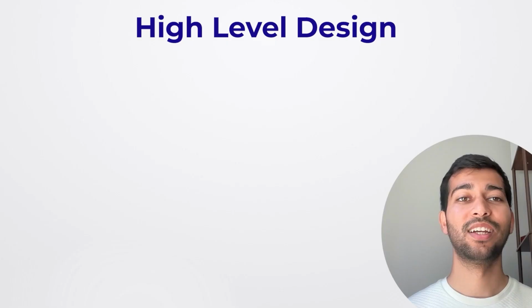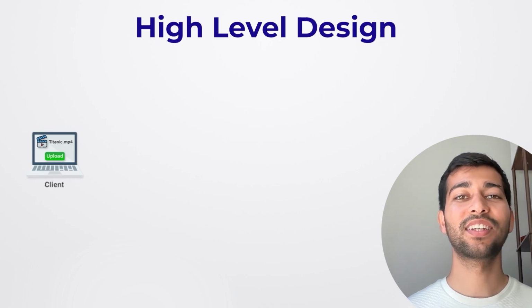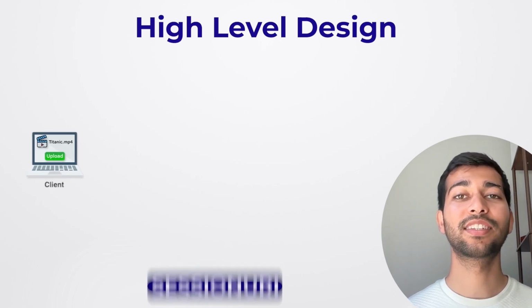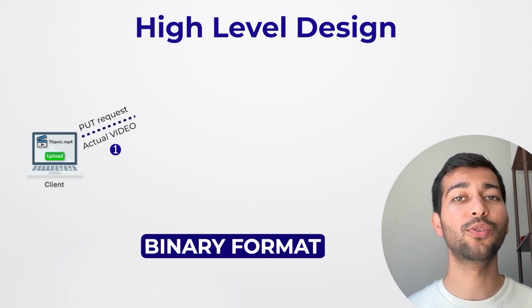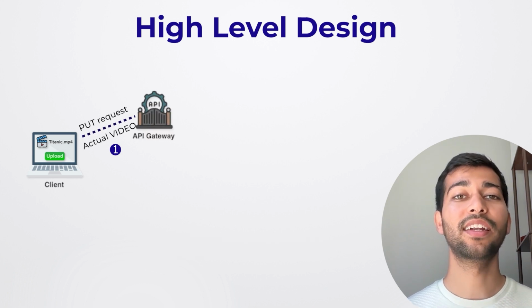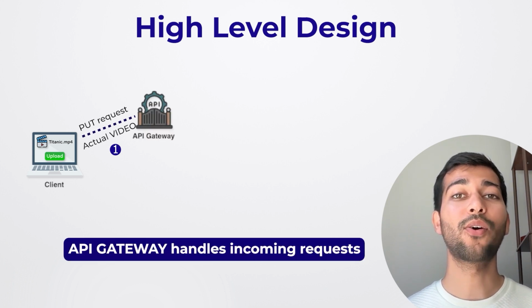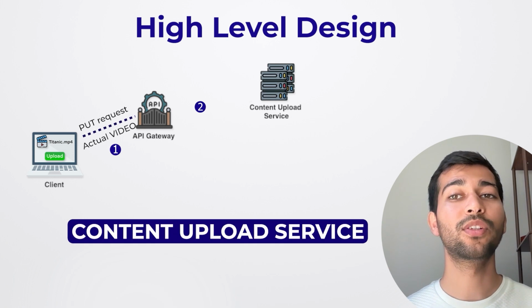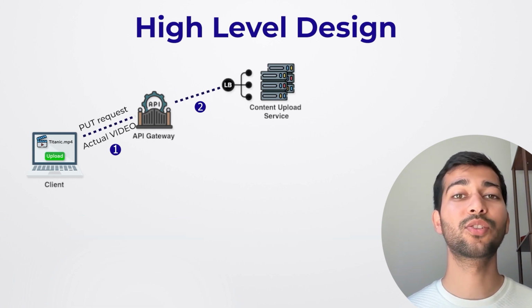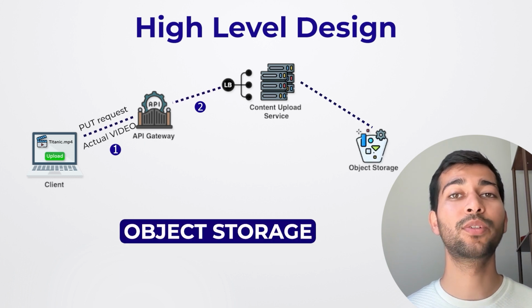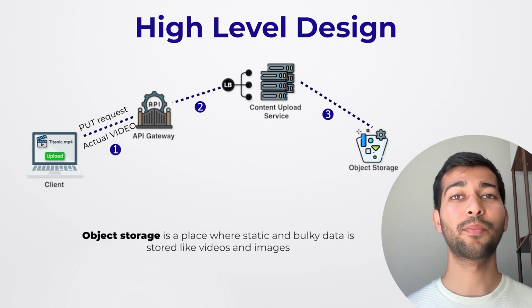Here's what happens. Firstly, the client uses the session URL as an endpoint and sends a put request. This request contains the actual video content in binary format, that is zeros and ones. The API gateway handles incoming requests and routes it to the content upload service via the load balancer. The content upload service then stores the video content in the object storage. Object storage is a place where all the static and bulky data is stored, like videos and images.